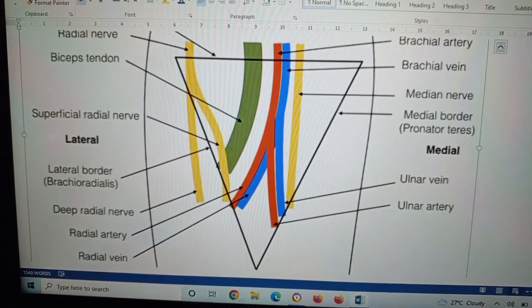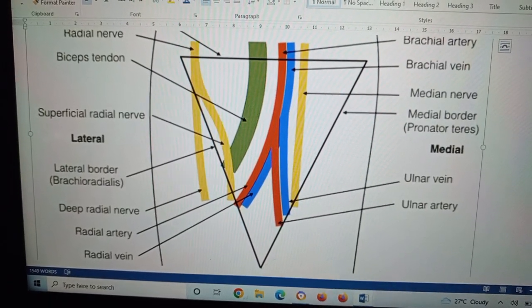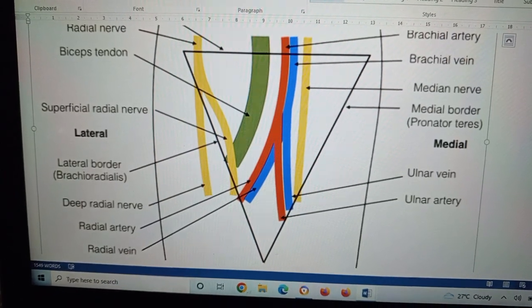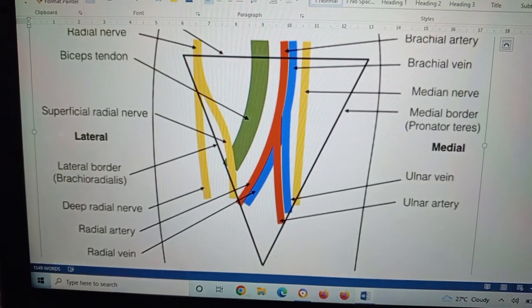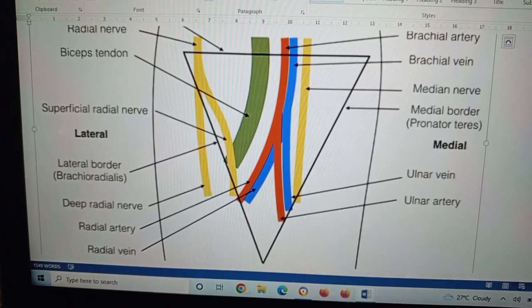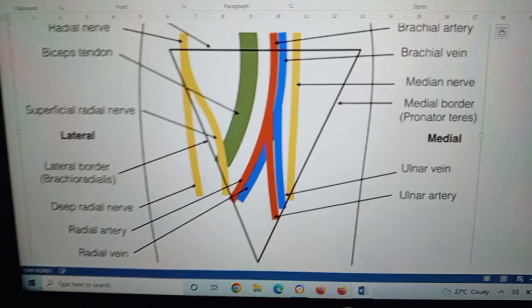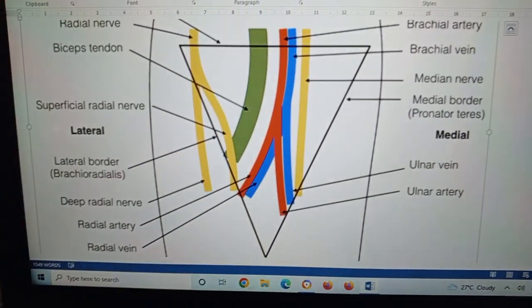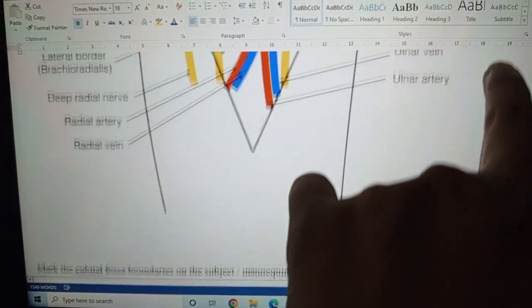Medial border is formed by the pronator teres and lateral border is formed by the brachioradialis, and you can see the contents. Median nerve is present, brachial vein, brachial artery and biceps tendon are present over here, and radial nerve is also present over here. Ulnar artery and ulnar nerve you can see over here on this side. Deep radial nerve is coming to this side. Okay, so this can be asked to you in the Viva question.